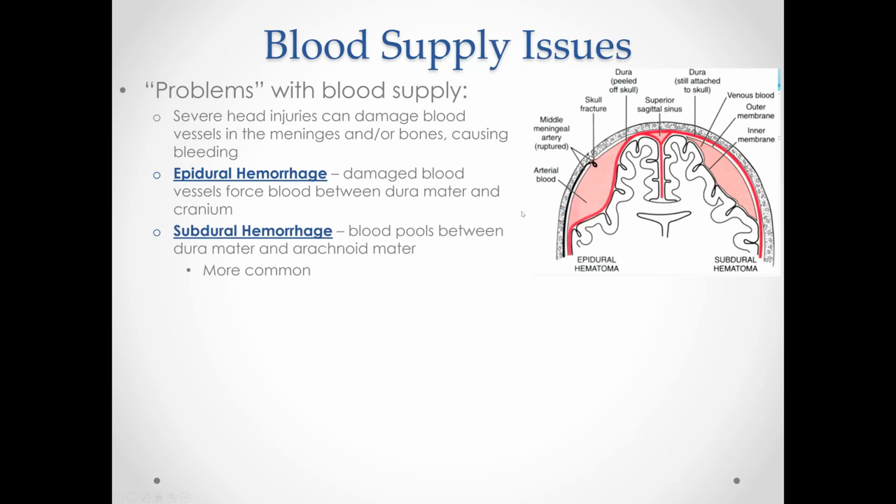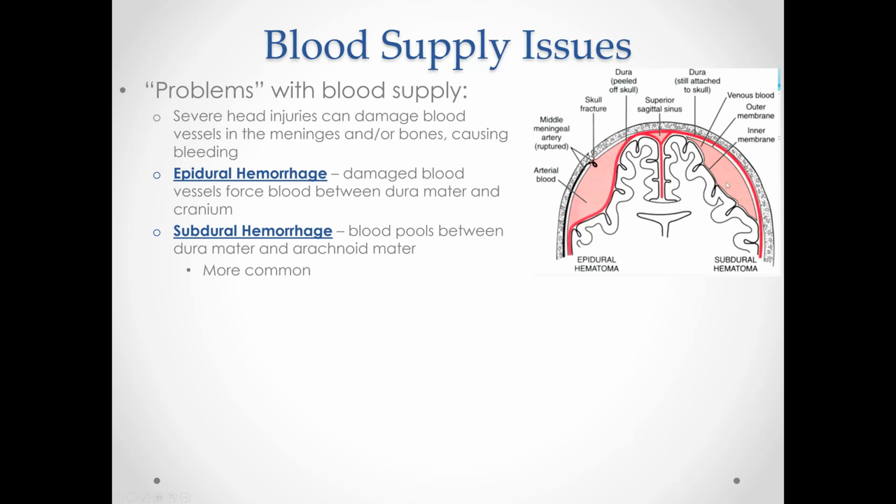In contrast, a subdural hemorrhage is when blood pools between the duramater and the arachnoid mater, and that's shown on the right side. So our duramater is still attached to the cranial bones, but the blood is building up underneath the duramater, so between the duramater and the arachnoid mater. Now you can notice that in both cases, neither situation is ideal, because not only are you bleeding and losing blood, but the pressure of the blood pooling in the cranial cavity is forcing the brain to be squished down. So this can eventually lead to damage of the brain tissue itself in both cases.